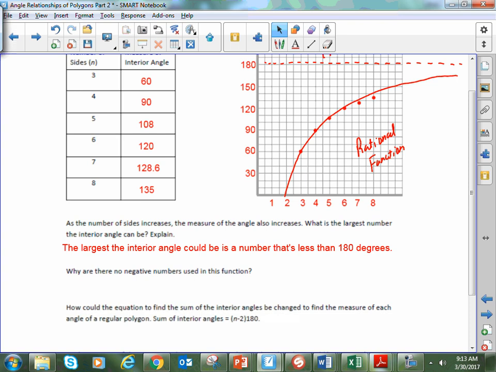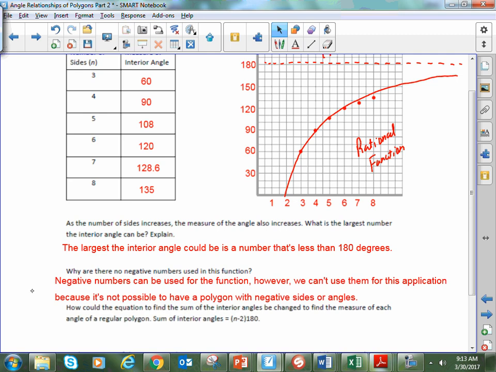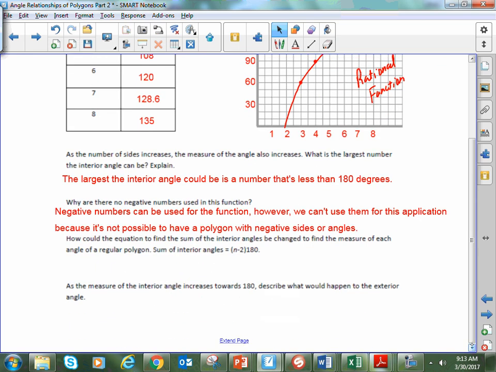Why are there no negative numbers used? Well, that should be fairly obvious. The function itself can use negative numbers, but for our purposes, the negative numbers are going to be excluded because, again, we can't have a polygon with negative sides or negative angles. So we're sticking with positive whole numbers in this case.